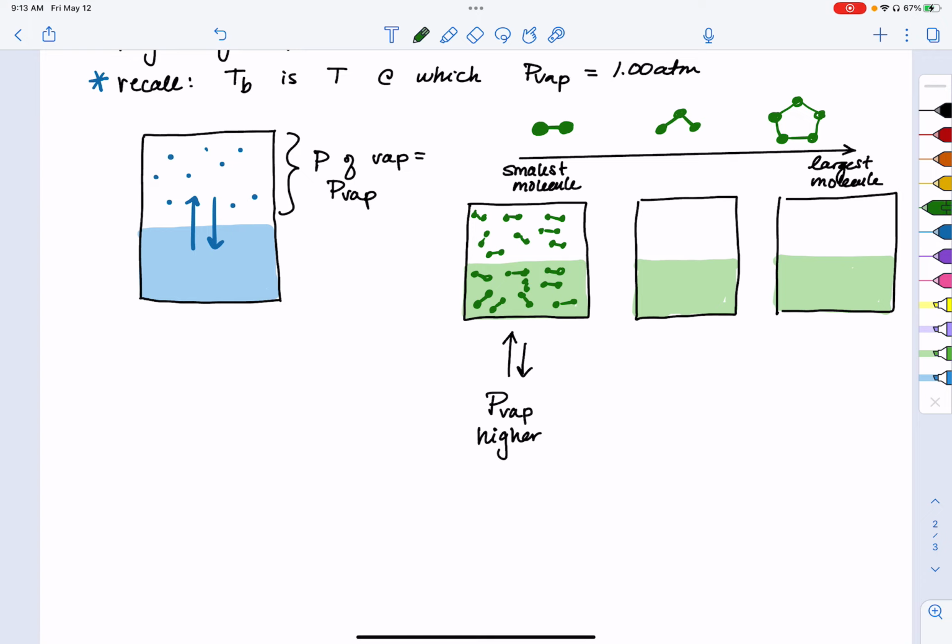Let's compare that to our larger molecules. Let's actually look at the next largest molecule. So let's look at our super chunky pentagon arrangements of molecules. So not only do we have these molecules that are more massive, but they're also kind of like three-dimensionally clunky, meaning they're going to get in the way of one another. And we're going to talk about what that looks like in a moment.